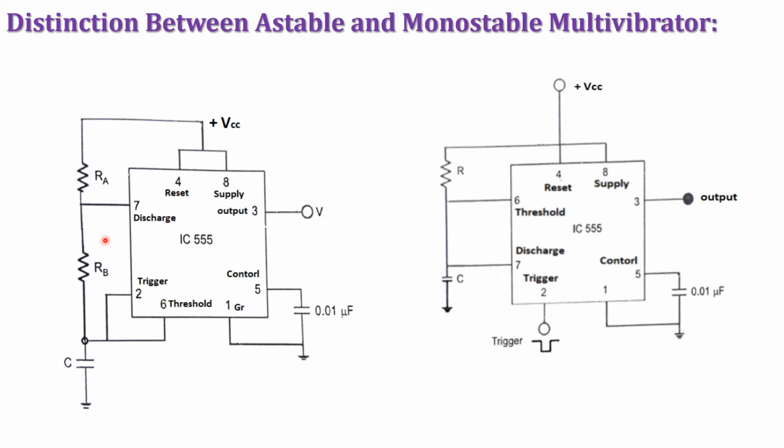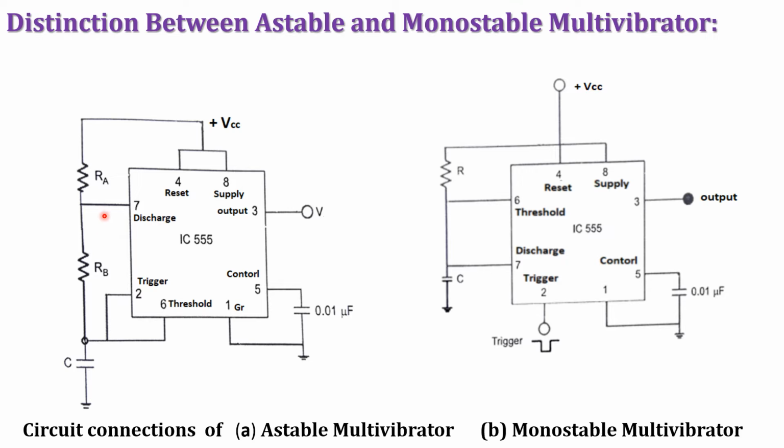Now we calculate the charging time constant, that is (RA plus RB) multiplied by C. As the capacitor discharges through RB, we also note the discharging time constant. That discharging time constant is RB C. In that way, we get the time for which the output of the timer becomes high, that is T on, and the time for which the output of the signal becomes low, that is T off. We take the sum of T off and T on, and we get the period of the output signal, which we measure at terminal 3.